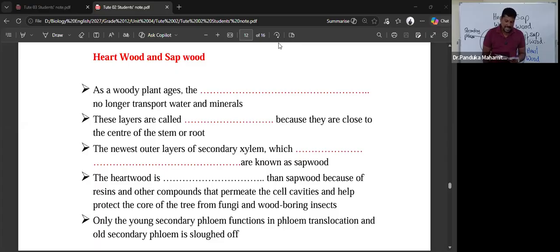The heartwood is generally darker than the sapwood because of resins and other compounds that permeate the cell cavities and help to protect the core of the tree from fungi and various wood-boring insects, right? So this is very hard and it is a protective mechanism. Fungi and bacteria cannot harm the tree because of this heartwood, right? Only the young secondary phloem functions. Now, that is the story about the xylem.